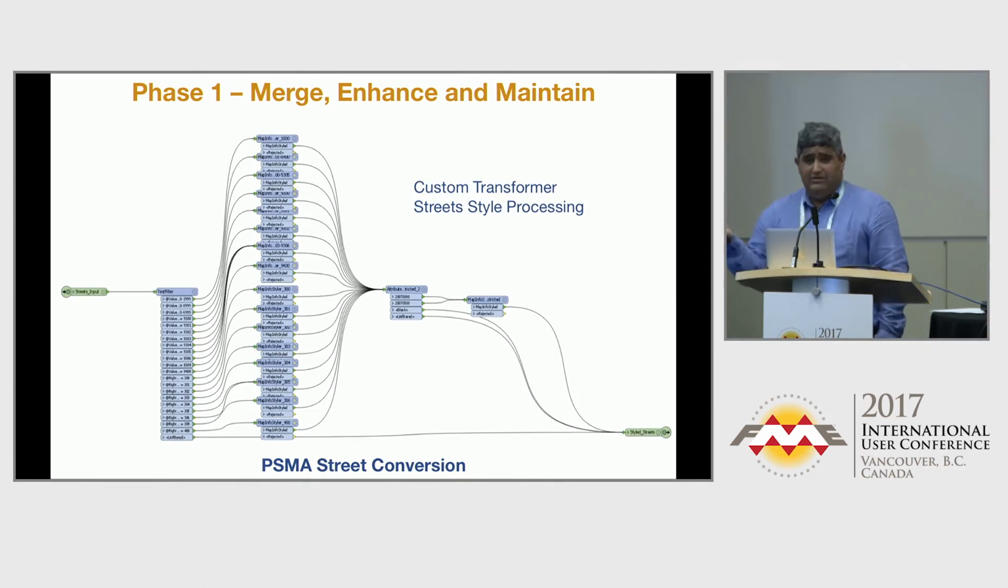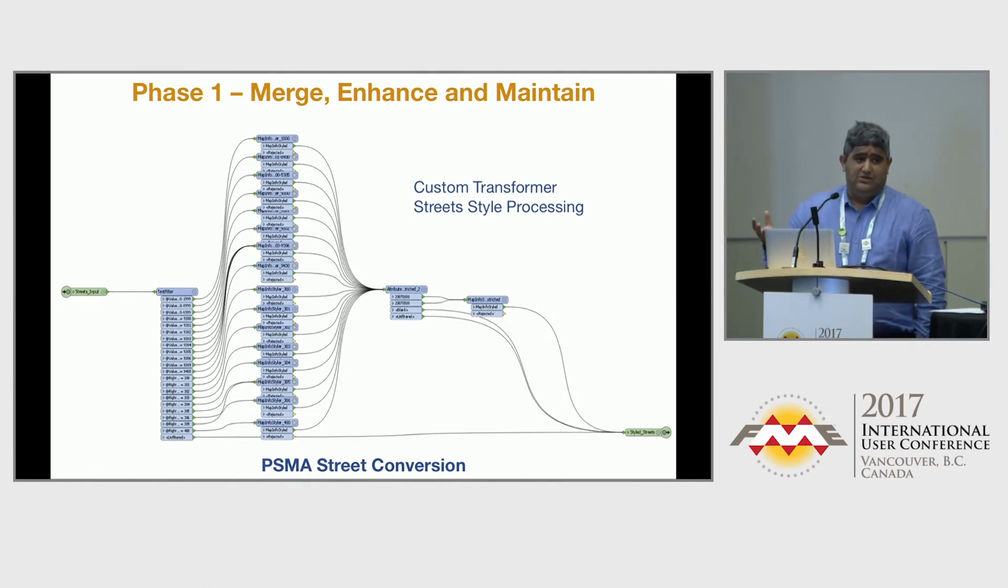Another custom transformer that we build is for styling. In this transformer, we are assigning styles to all the streets based on road type and MI code. This is done basically to improve the aesthetic values of the data.